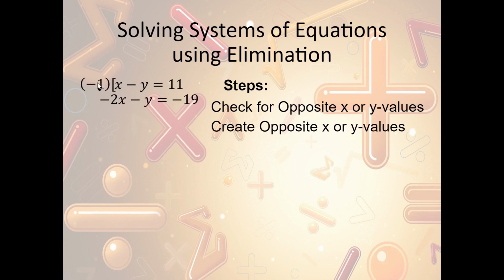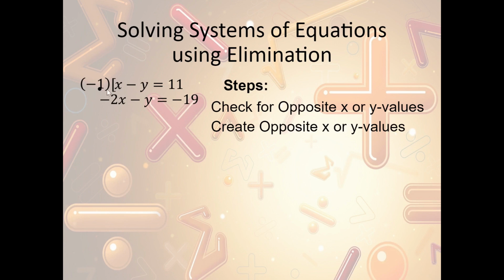But we're going to go ahead and do the top one by -1. If we multiply the top one by -1, we get positive y and negative y. Now, here's the deal. Anytime we multiply this, we have to multiply everything. So that's the x's, the y's, and the constants. Everything's got to get multiplied.